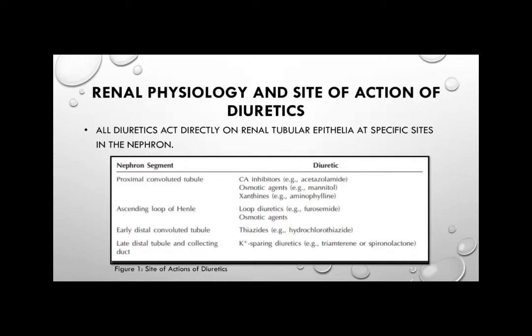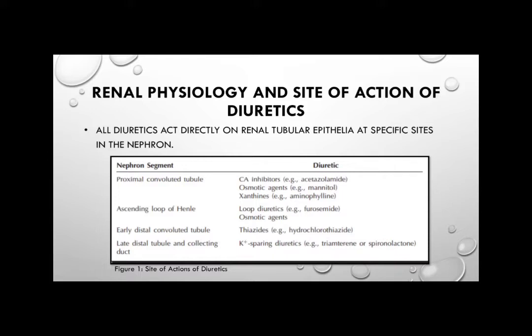All diuretics act directly at their specific sites. Here we have a figure showing the different types of diuretics with their examples corresponding to their specific sites on the nephron. Diuretics such as carbonic anhydrase inhibitors, xanthines, and osmotic agents all act directly on the proximal convoluted tubule. These diuretics alter the increase and decrease of the renal blood flow.